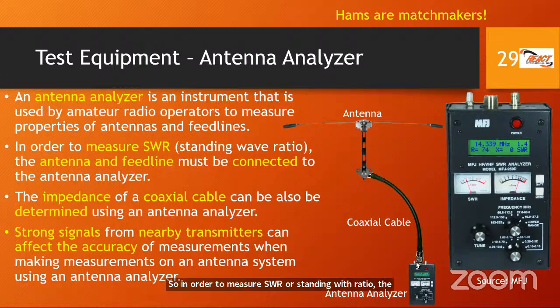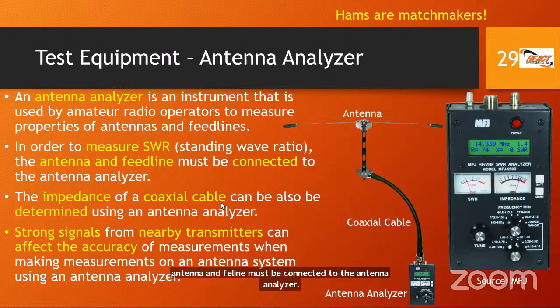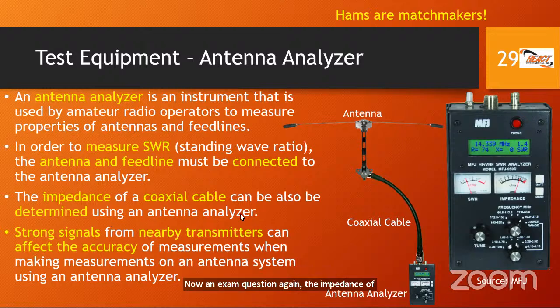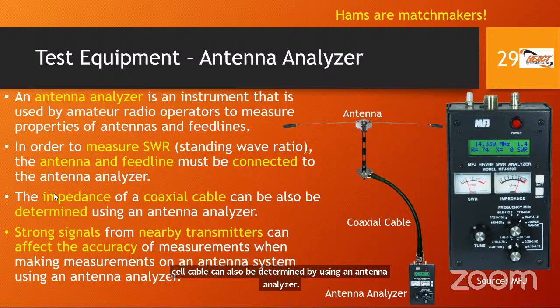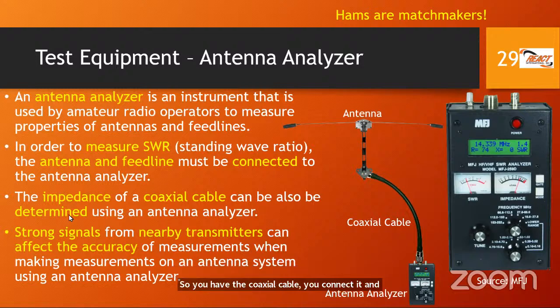the antenna analyzer. Now, an exam question again, the impedance of a coaxial cable can also be determined by using an antenna analyzer. So you have the coaxial cable, you connect it, and you can measure impedance of that coaxial cable. So that's an exam question. What can you measure also with an antenna analyzer? You can measure the impedance of coaxial cable by connecting it, coaxial cable, to the connector on this antenna analyzer right here.